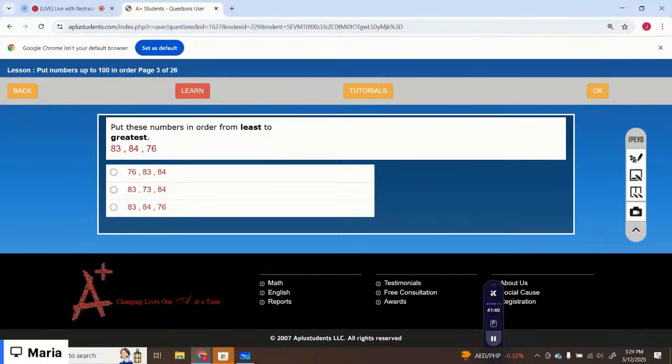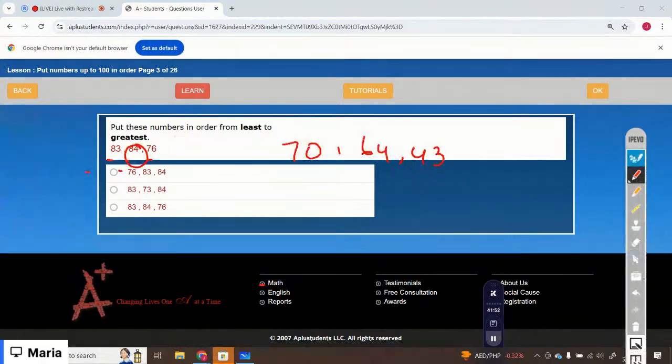Put these numbers in order from least to greatest. So which is the correct option? The least one is 76. That would be 76, 83, and 84. That is 76, 83, and 84. Option number 1 is the correct option.